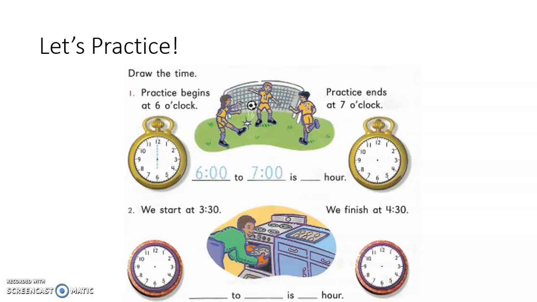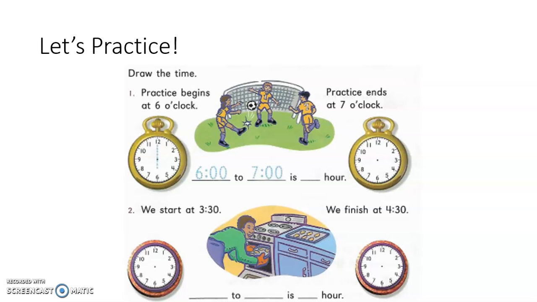Look at number 2. Number 2 shows a picture of a man baking cookies or some type of dessert. Let's try to figure this problem out. We start at 3:30, so draw on the first clock the hands needed to make 3:30. Where should the little hand be? Yes, it should be pointed at 3.